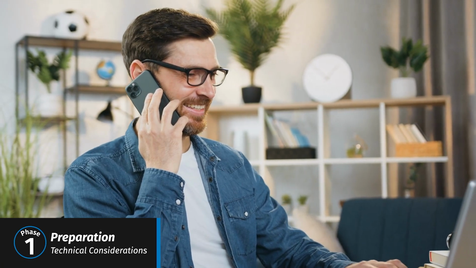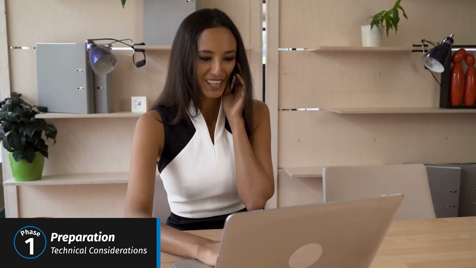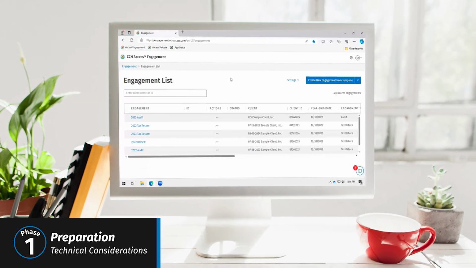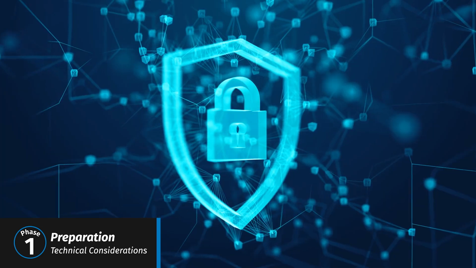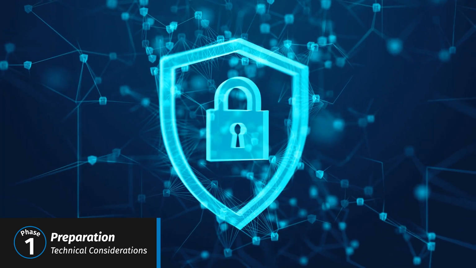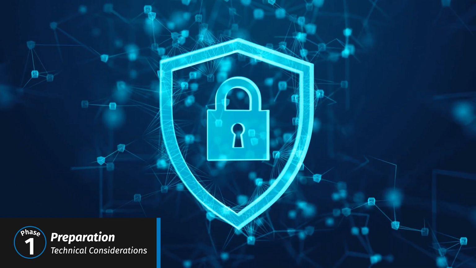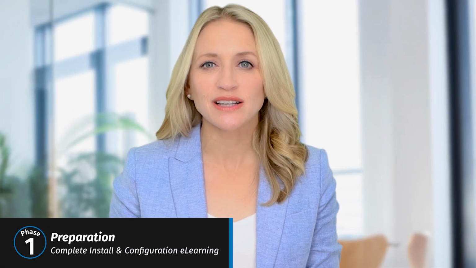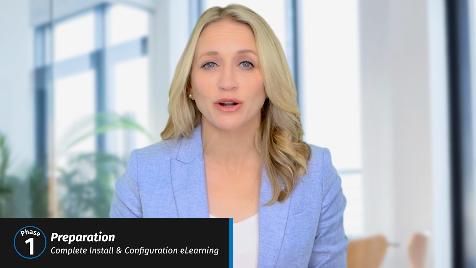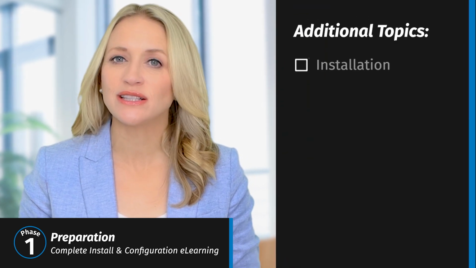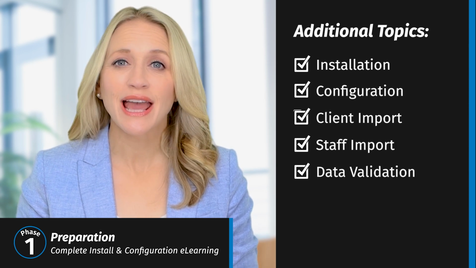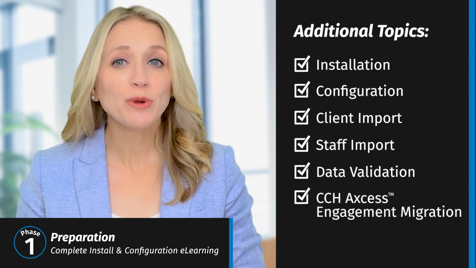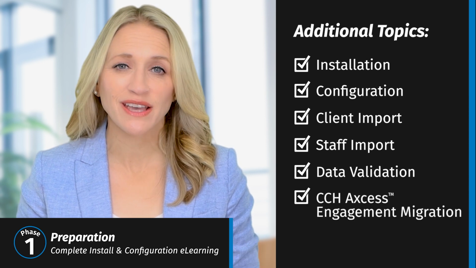During the initial call, your implementation consultant will also review the technical considerations for CCH Axcess Engagement. This includes discussing the system requirements for your workstation operating system and memory. Preparation of your firewall settings and antivirus exceptions will also be discussed. Your implementation consultant will discuss completing the install and configuration e-learning. They cover additional topics such as installation, configuration, client import, staff import, data validation, and engagement migration to help you prepare for the validation and migration phases.